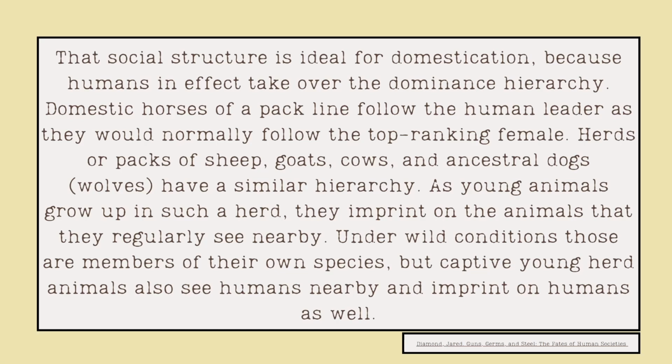As young animals grow up in such a herd, they imprint on the animals that they regularly see nearby. Under wild conditions, those are members of their own species, but captive young herd animals also see humans nearby and imprint on humans as well.